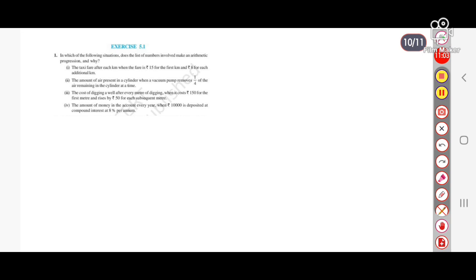Okay, so the first subdivision: the taxi fare after each kilometer, when the fare is 15 for the first kilometer and 8 for each additional kilometer. So this is the situation. For this situation, they are asking whether this forms an AP or not.